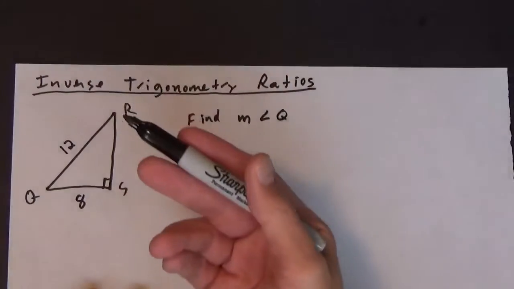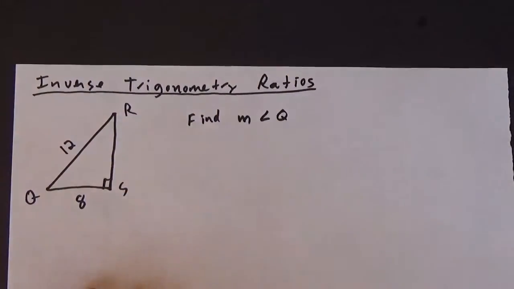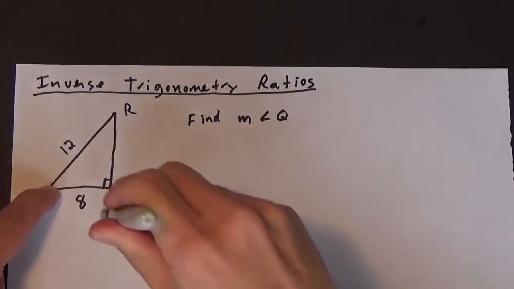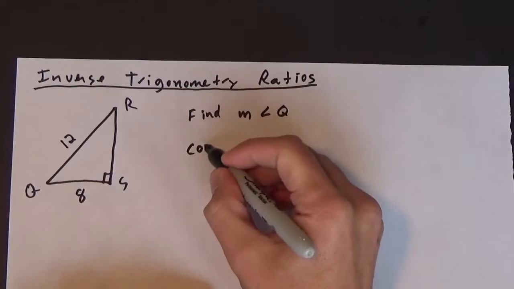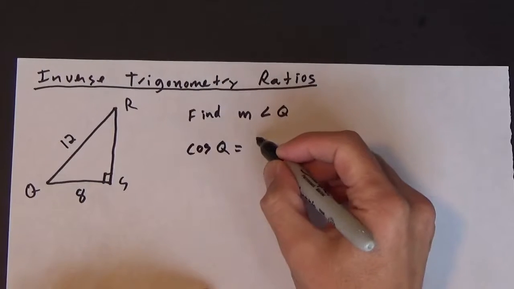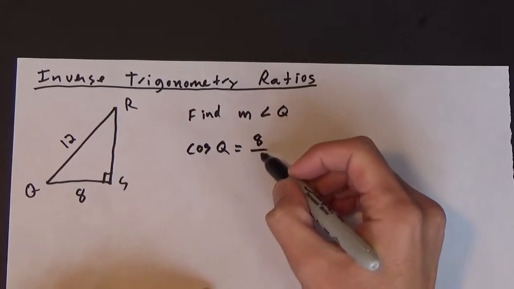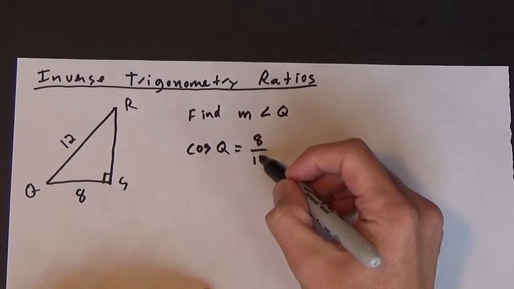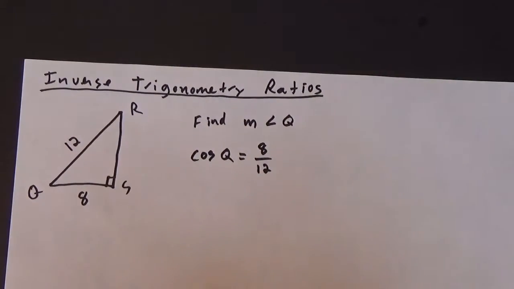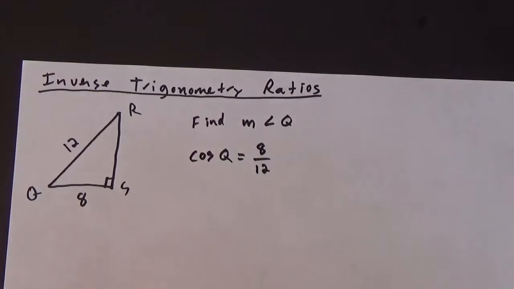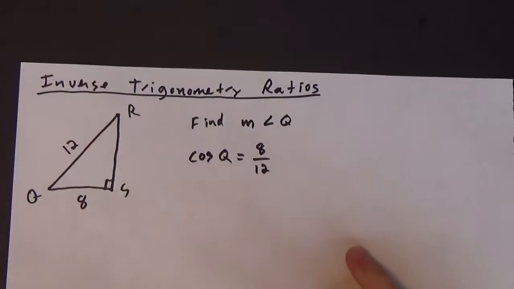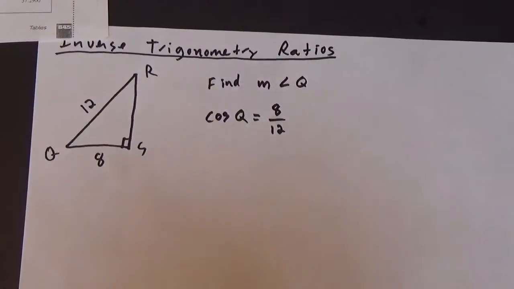All right, well, let's go ahead and set up a trig ratio. Relative to angle Q, we have the adjacent and the hypotenuse, so that would be cosine. So the cosine of Q is the adjacent, 8, over the hypotenuse, 12. All right, well, we have this ratio of sides, but how do we get that angle? So let's look at this on a table. Let's get an approximation for this.